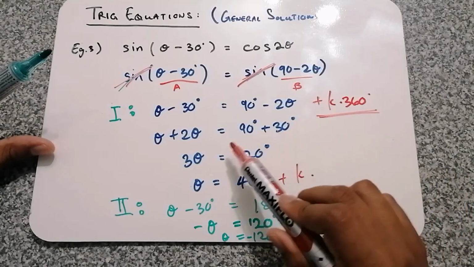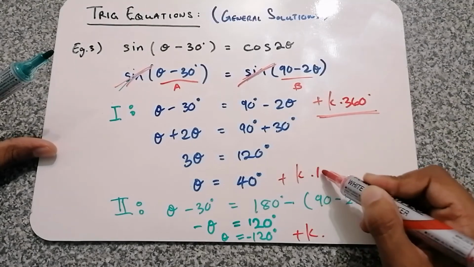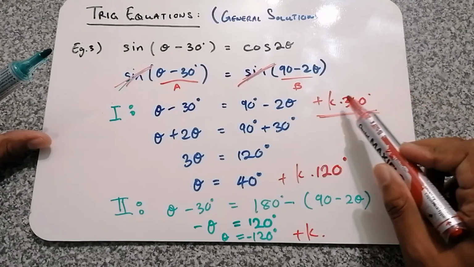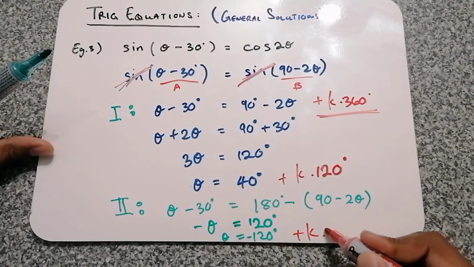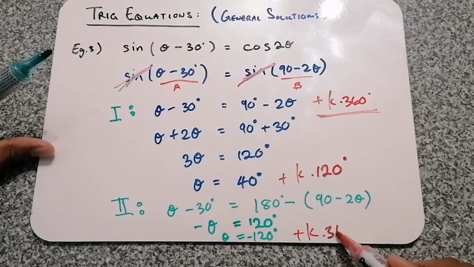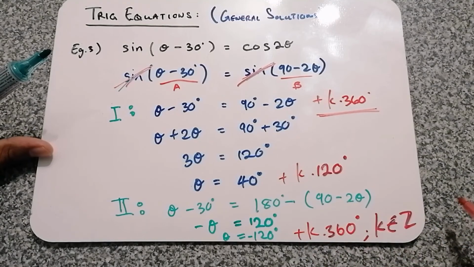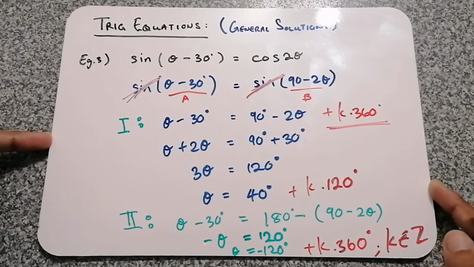However, here I'm dividing by 3, so I need to divide that also by 3. This then becomes plus k 120, since 360 divided by 3 is 120. This one we didn't divide by anything except for the negative, I guess, but that doesn't change k if k is an element of all the integers. So it stays plus k 360, k an element of z. And that's your final answer.